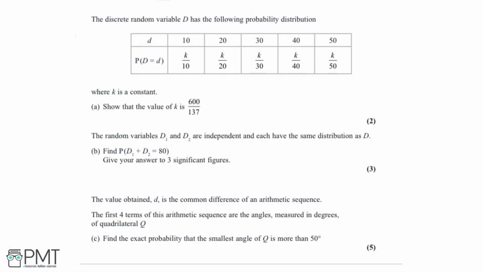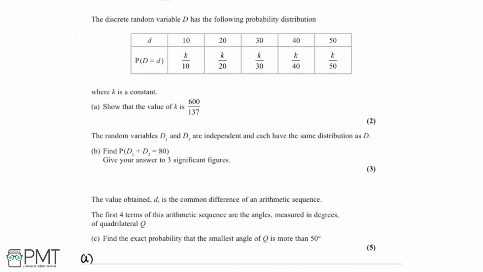So the discrete random variable d has the following probability distribution, where k is a constant. Part A says we need to show that the value of k is 600 over 137, and this is for 2 marks. So we're going to have a look at the probability distribution here. Now the thing that we're going to use to work out the value of k is the fact that if we add up all these probabilities here, we're going to get 1.